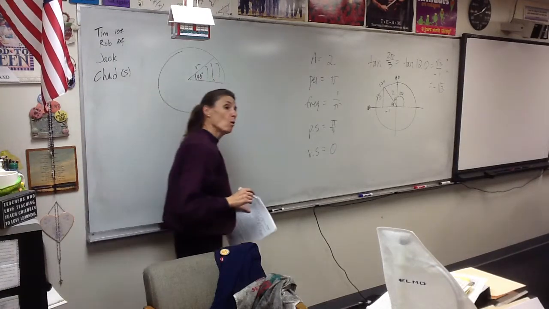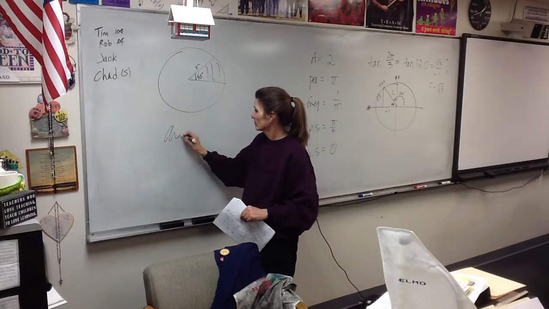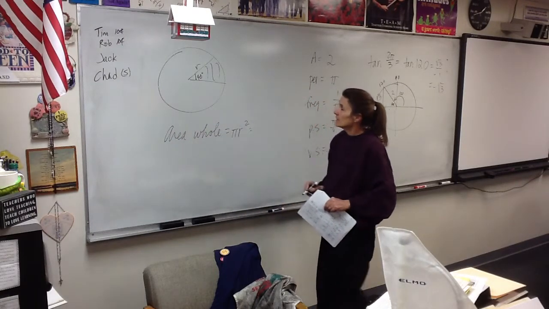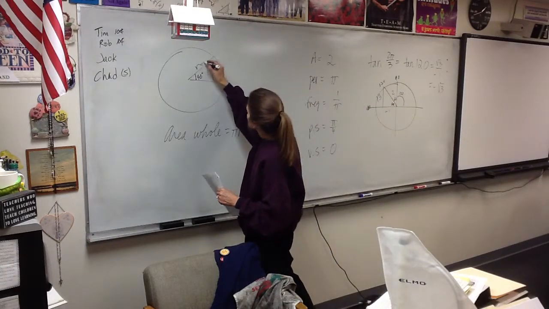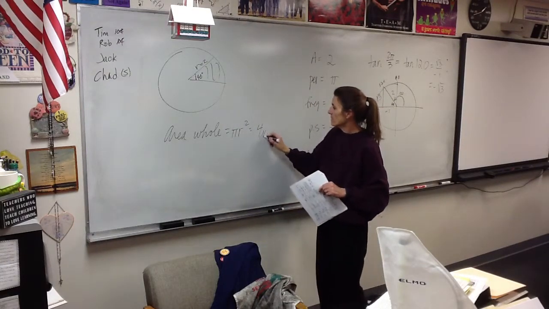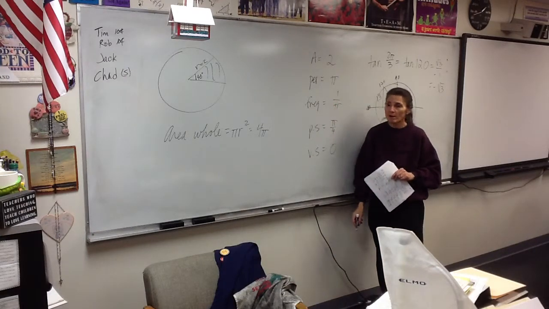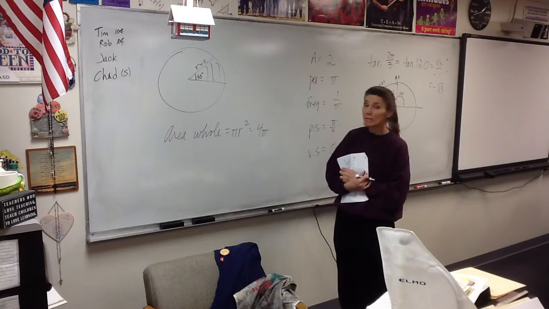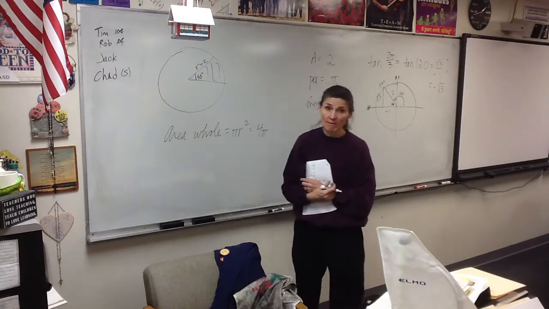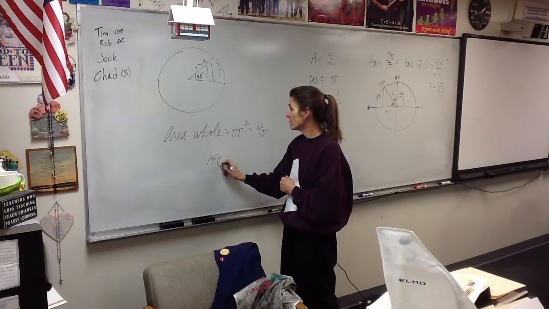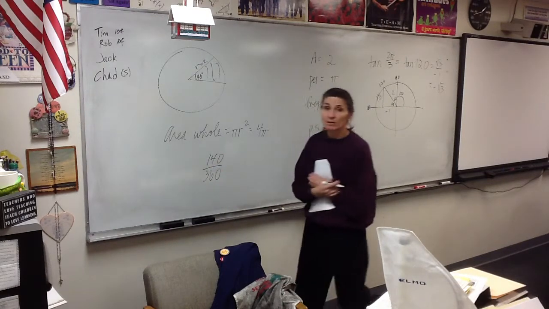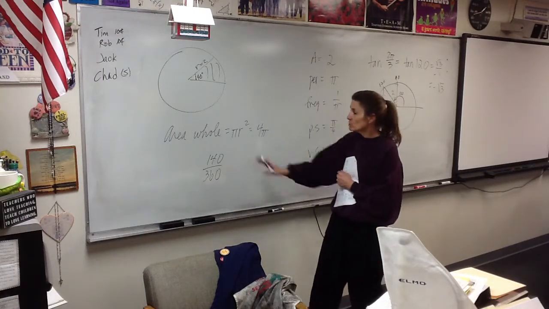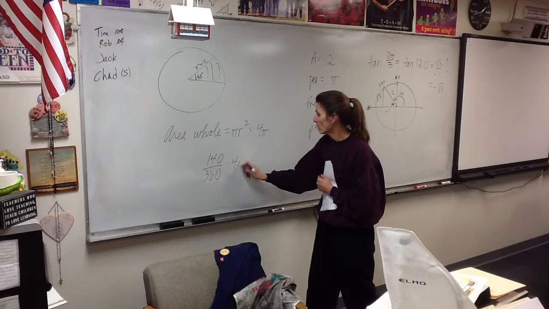So the area of the whole circle is pi r squared, and my radius was 2. So that would be 4 pi. The area of the whole circle is 4 pi. I am not interested in the whole circle. I am interested in only 140 degrees of it. So I want 140 of the 360 degrees. That is the fractional piece that's shaded. So 140 360ths of 4 pi.